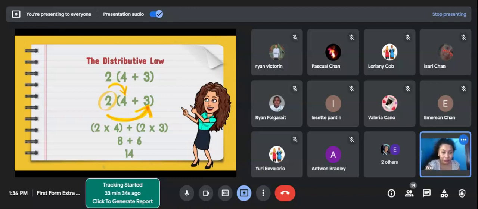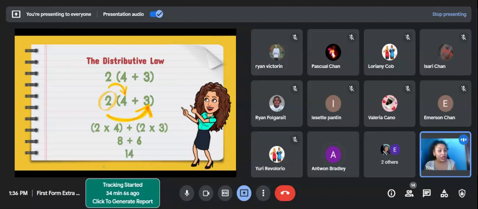So I'm going to take the 2 times the 4. And I'm going to take the same 2 and times it by 3. So I have 2 times 4 plus 2 times 3. And then I can solve now. 2 times 4, that gives me 8, and 2 times 3, that gives me 6. And when I take the 8 and I take the 6 and I add them, that gives me 14. And I have used the distributive law to solve this question.